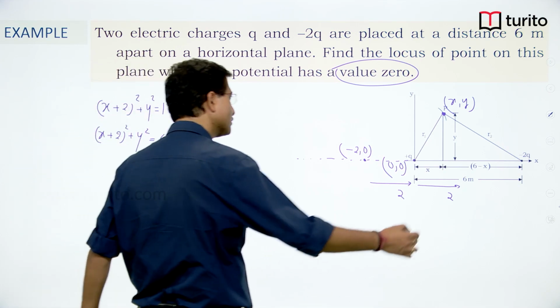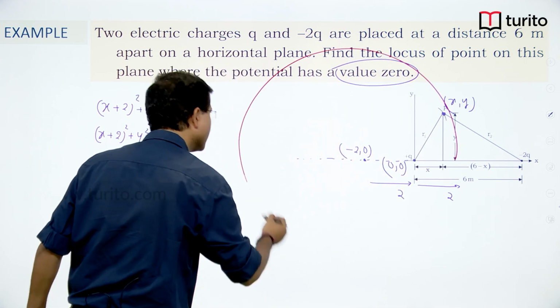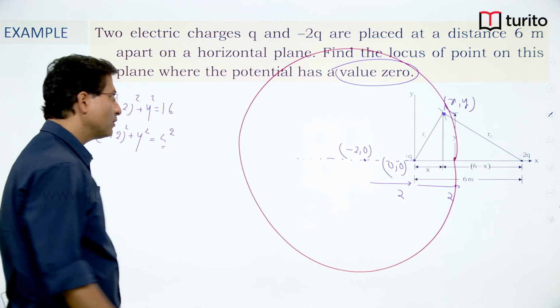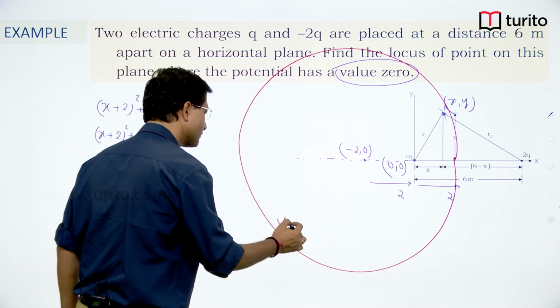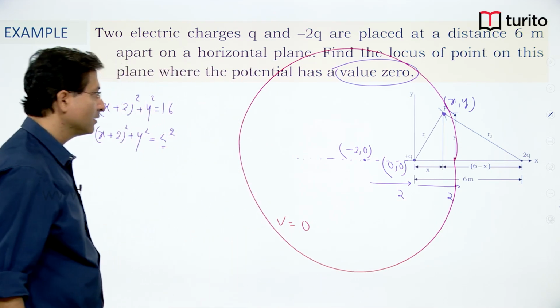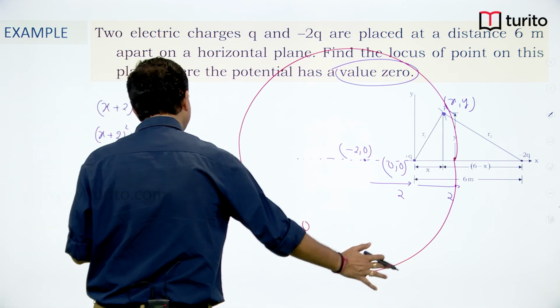So, see, it will be something like this. If I draw the circle, it will be something like this, and this will have potential 0. So, this is the locus of all the points where the potential will be 0, right. So, this is in 2 dimensions on the xy plane.